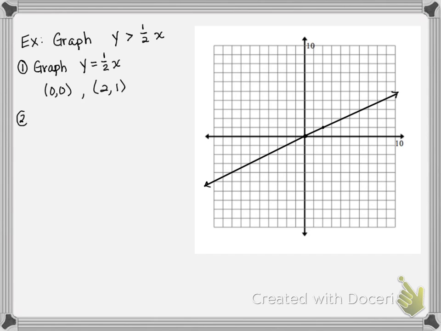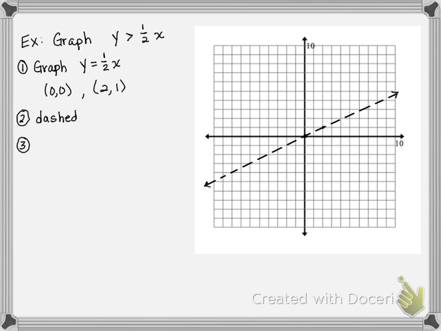And then do I want a solid line or a dashed line here? Dashed line. And then we'll pick a test point. We cannot pick 0, 0 because 0, 0 is on the boundary line, right?